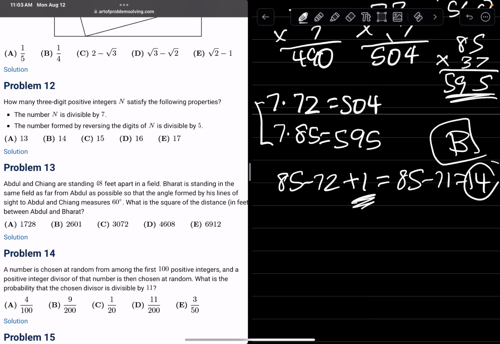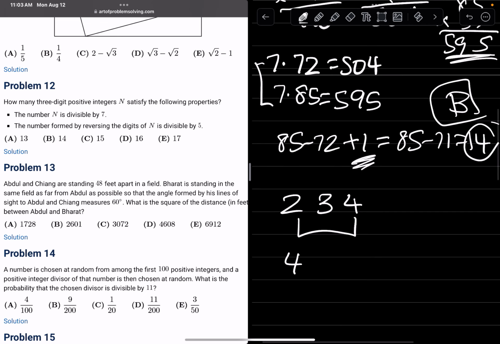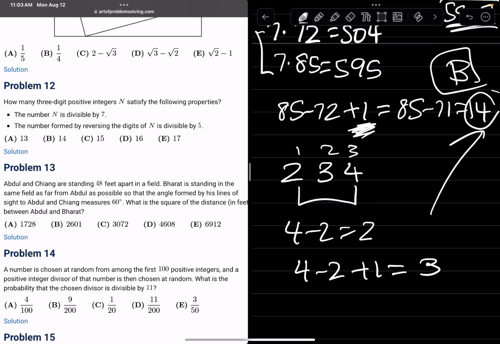Let's say 2, 3, 4. How many digits are there? If you do 4 minus 2, that gets us the answer 2, which is wrong, because there's clearly 3 digits here. So we have to do 4 minus 2 plus 1, which is 3. So that's why we add 1 to the end. And so for this answer, it's just answer choice B.